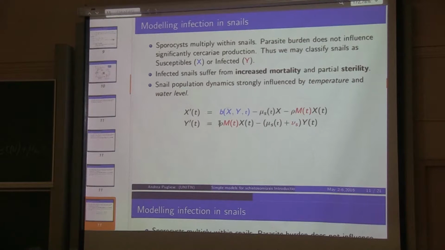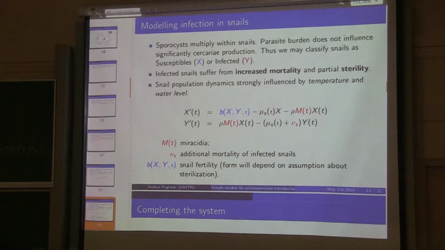And infected individuals will be created when susceptible is infected, and then they will die with some mortality plus some extra mortality induced by the parasite. This small letter t seems to mean in principle this should depend on time through temperature and climate, but it's small, so I'm going to ignore that. But this is something that we should look at.